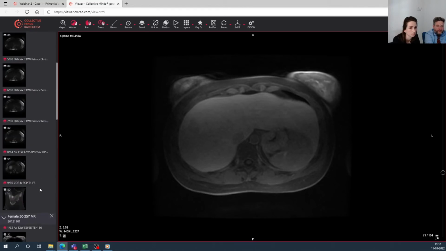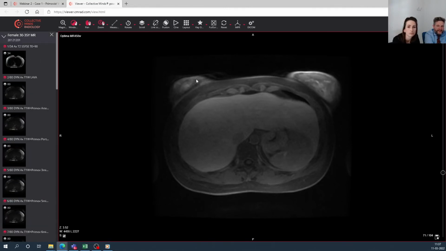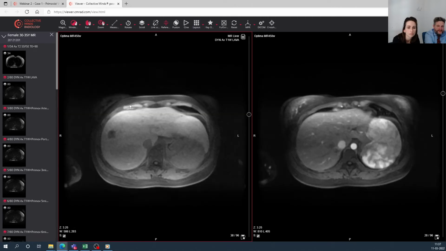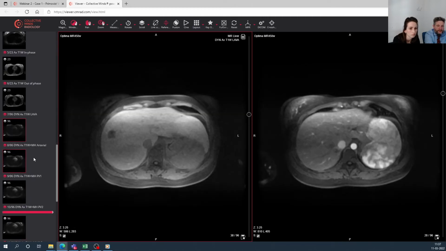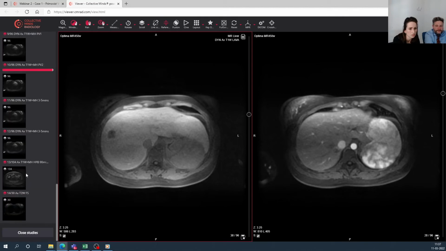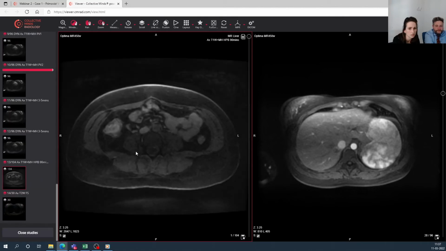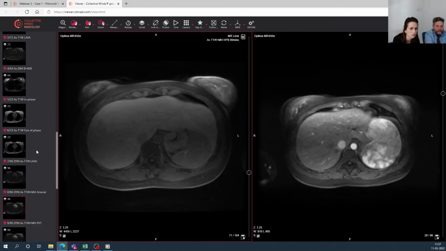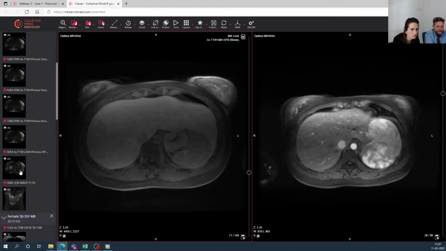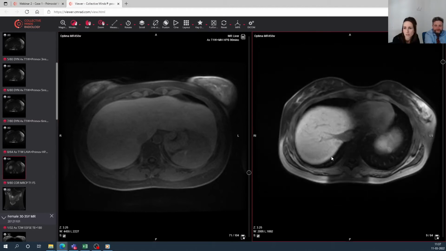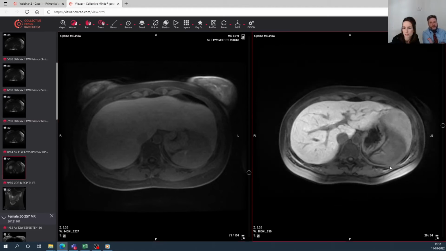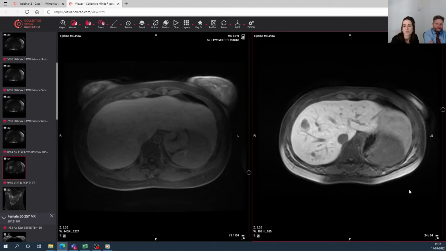So could you compare the 90 minutes hepatobiliary phase of multi-hands with the 20 minutes of Primovist? Yes. So on the left, the 90 minutes after multi-hands, where the lesion is iso-intense. And below, Primovist. How does the lesion look after? So this is more like what we expected. Yes. So the lesion is now hypo-intense compared to the surrounding liver.